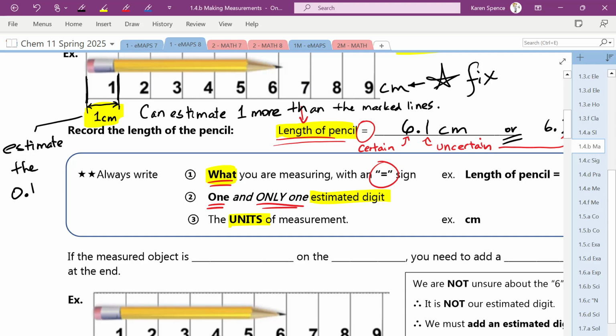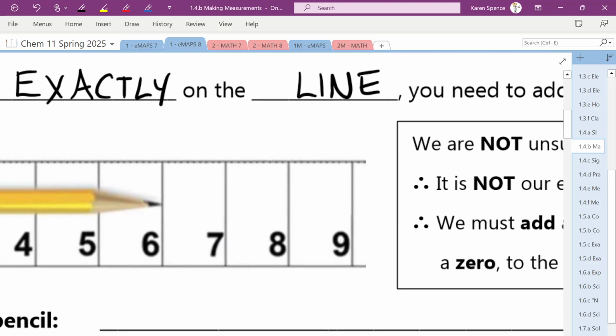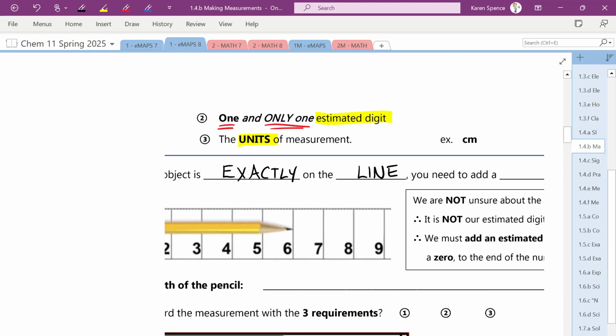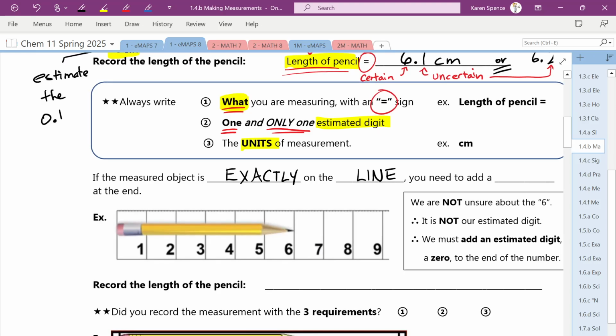If the measured object is exactly on the line, so what do I mean by exactly on the line? Do you see that pencil tip there? It's basically touching the line. Yes, it's touching the 6. Would it be okay if I was to say my measurement is 6 centimeters? Would that be okay?